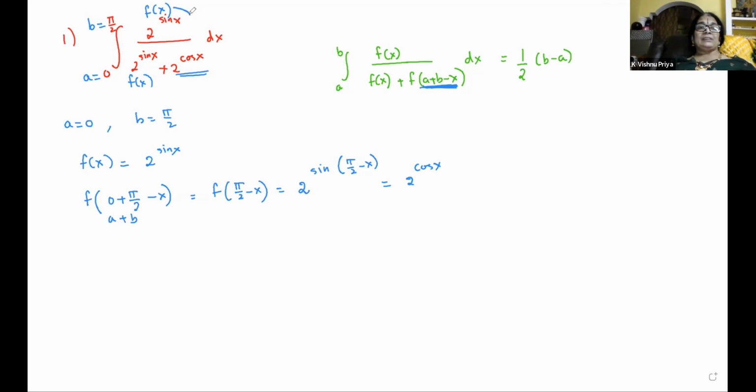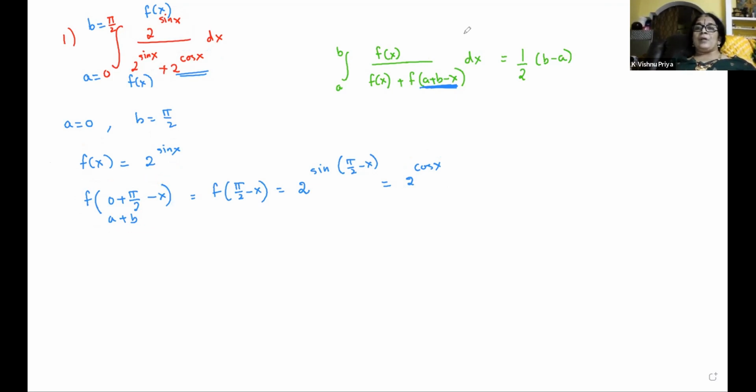See the question once. 2 power sin x. What did we take? 2 power sin x is f of x. So 2 power sin x. Again, what is it? 2 power sin x is again f of x. What is 2 power cos x which we have? 2 power cos x is f of a plus b minus x.